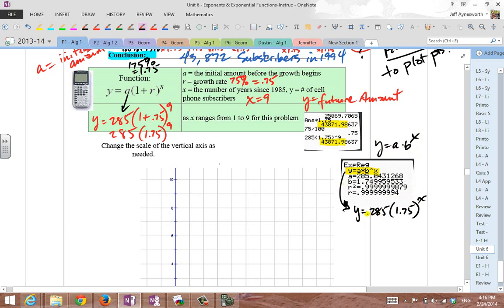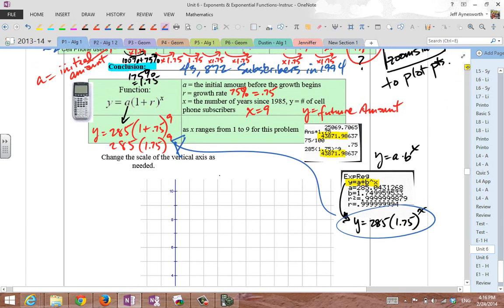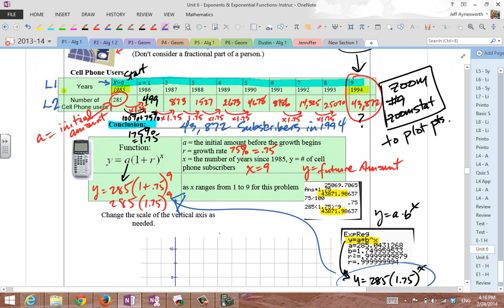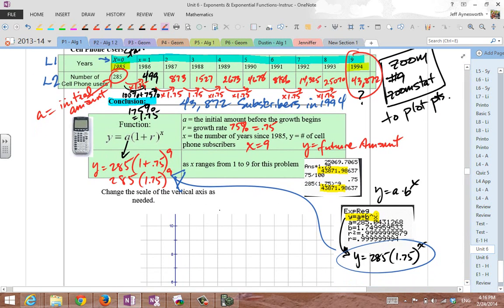And this, my friends, is the same thing. This function here is the same thing as what I have up here. So in general, any growth function is a times 1 plus r to the x power. It can be found by taking your data, substituting it into your calculator, making a scatter plot, and doing exponential regression. This is an exponential regression curve.